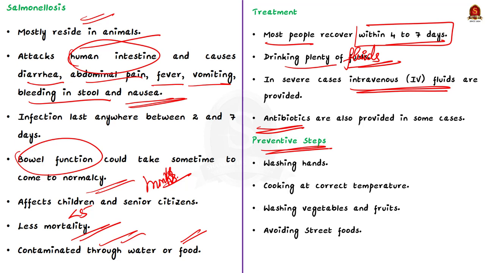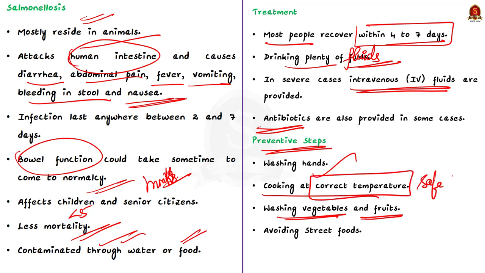The first one is wash your hands regularly with soap. And the next one is wash fresh vegetables and fruit thoroughly before eating. And the next one is cook foods at recommended safe temperatures. And finally, as prelims is nearing, avoid street foods as much as possible. If at all there is no other option, try eating from safe sources. And more importantly, take care of your health.